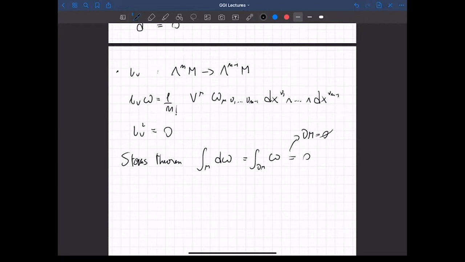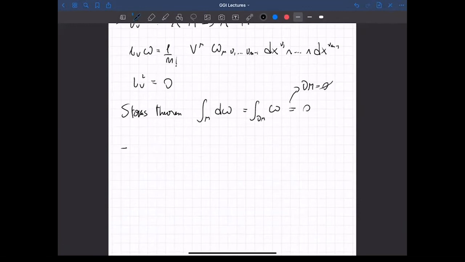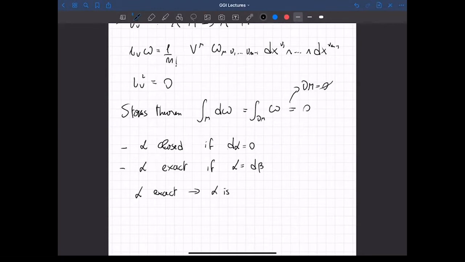So what is relevant here is the cohomology class of my form. Let me give a very quick definition. Sorry if this is boring. A form is closed if d alpha is equal to zero. A form is exact if there's another form beta such that alpha is the differential of this form. So if alpha is exact, alpha is closed, because d alpha is d squared beta, which is zero.